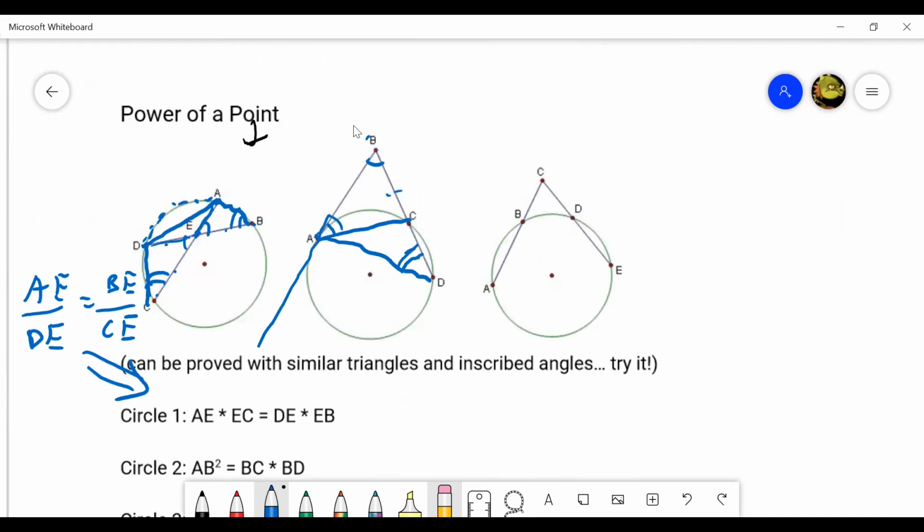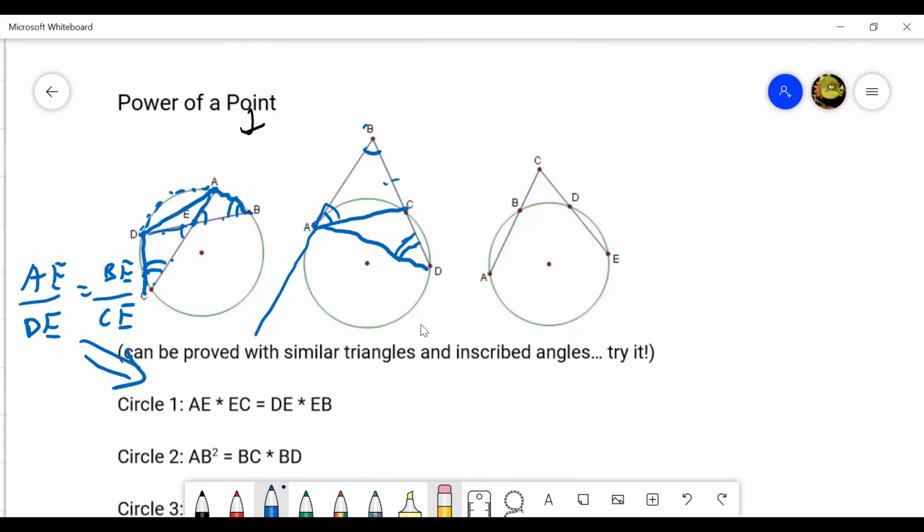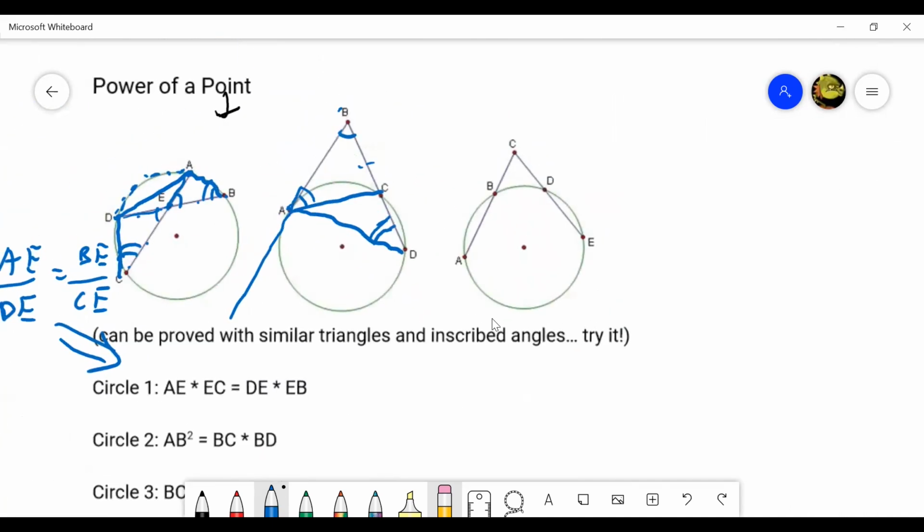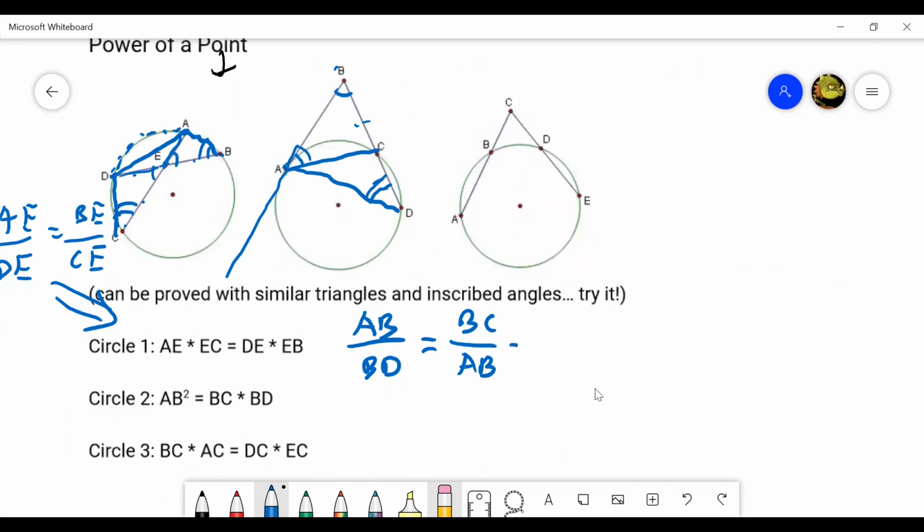So again, we have two similar triangles, and you can set up a proportion where AB from the smaller triangle corresponds to BD of the big triangle, and BC of the smaller triangle corresponds to AB of the bigger triangle. Then again, you'll find that it's exactly the formula.